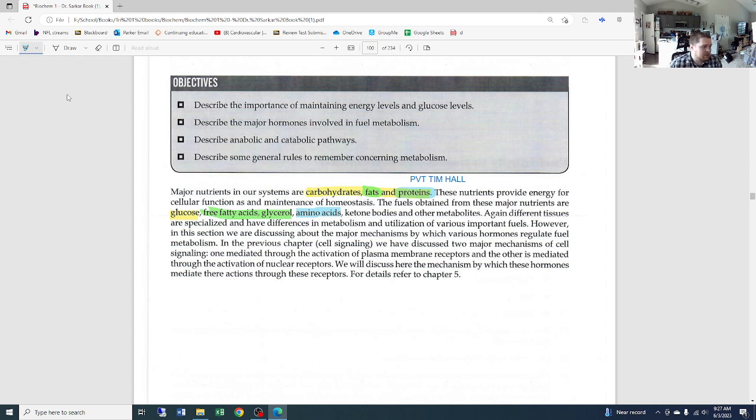Again, different tissues are specialized and have differences in metabolism and utilization of various important fuels. However, in this section, we are discussing the major mechanisms by which various hormones regulate fuel metabolism. In the previous chapter, we discussed two major mechanisms of cell signaling. One is mediated through the activation of plasma membrane receptors. Remember, we talked about the G protein coupled receptors. The other is mediated through the activation of nuclear receptors. Remember those big ones that we talked about? There were three specifically: steroid hormone, thyroid hormone, and vitamin D3. We will discuss here the mechanism by which these hormones mediate their actions through these receptors. For any other additional details, go back and check out the last video and the last chapter. All about that cell signaling is in there.